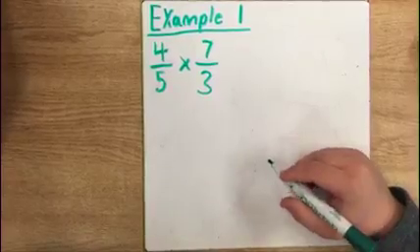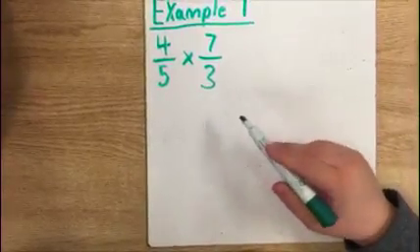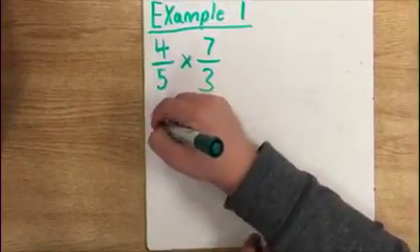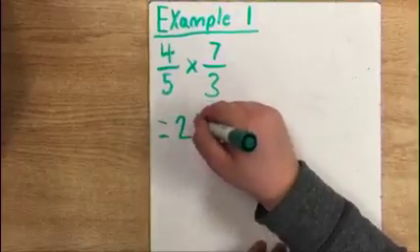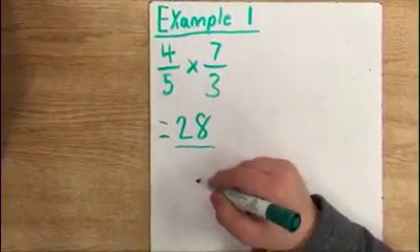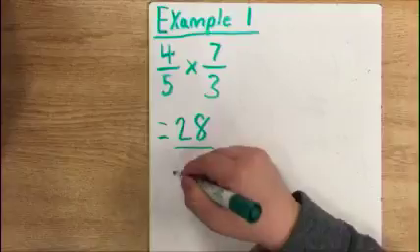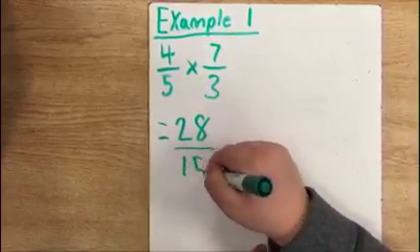In multiplying and dividing, you do not have to find a common denominator. With multiplying, all you have to do is multiply the numerator by the other numerator and the denominator by the other denominator. So we have 4 times 7 giving us 28, and 5 times 3, which will give us 15.